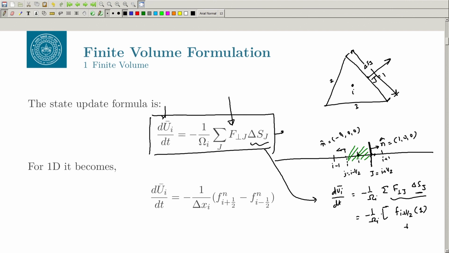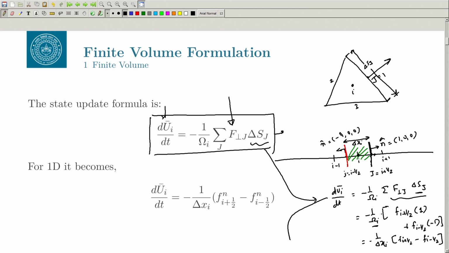So, we are basically looping over all the faces. So, f I minus half, we are looking at this face now, this one. So, this is f I minus half and the direction is minus 1. So, area normal is minus 1. And this omega is nothing but the distance from here to here, which is my delta x I. This is called the cell volume for the general terminology. So, this is minus 1 by delta x I, f I plus half minus f I minus half.